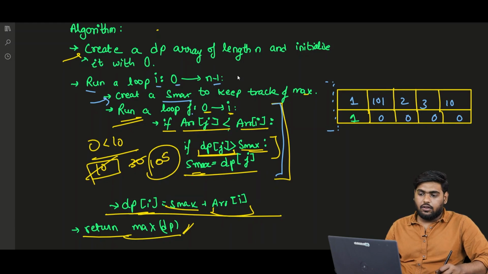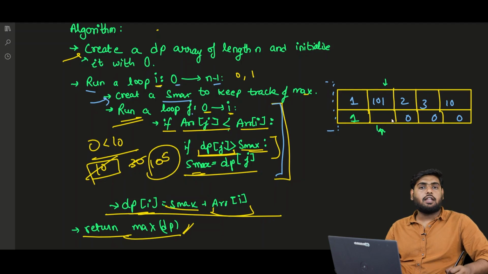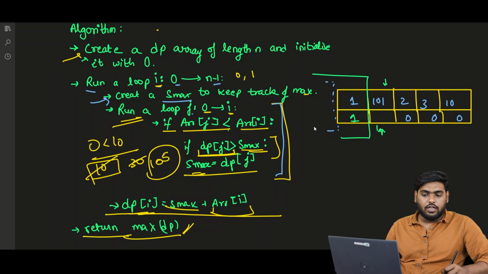Now after that, once 0 is done, we move to 1. I'm talking about the ith positions. Once we do that, we can see that we are here to fill the 1 index of our dp. So to calculate it, we have to run our j loop from the beginning till here, which is only 1 index. Now we'll check. We'll again have another s max, which will be 0. We'll check if ARRJ is less than ARRI. ARRI is 100, ARRJ is 1. Is this less than that? Correct. What do we have to do? Is my dpj greater than s max? S max is 0 right now. What is my dpj? Dpj is 1. S max will be 1.